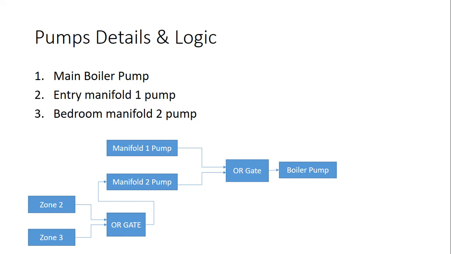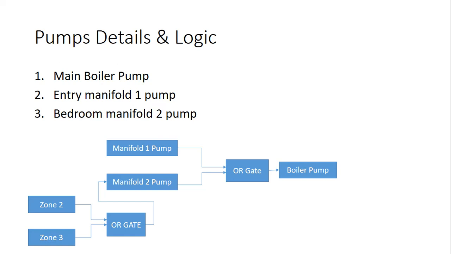So we have entry manifold, one pump. At the entry, we have one manifold, and obviously there will be one pump, as I showed you in the previous picture. And then in the bedroom, we have a bedroom manifold, which will be feeding the bathroom and bedroom. So they have one pump as well: manifold two, pump.